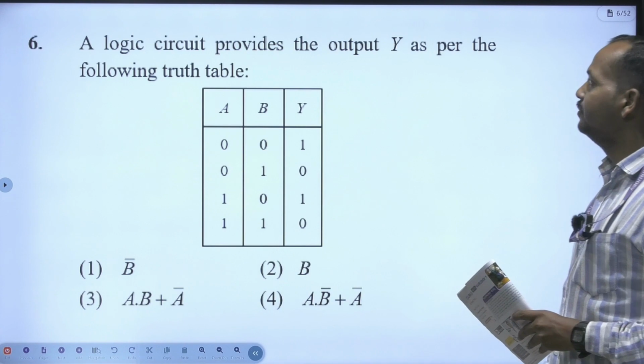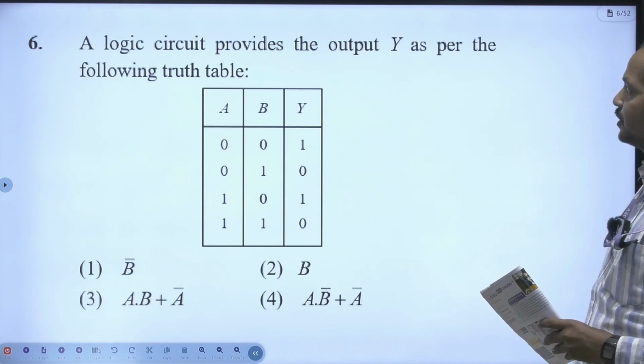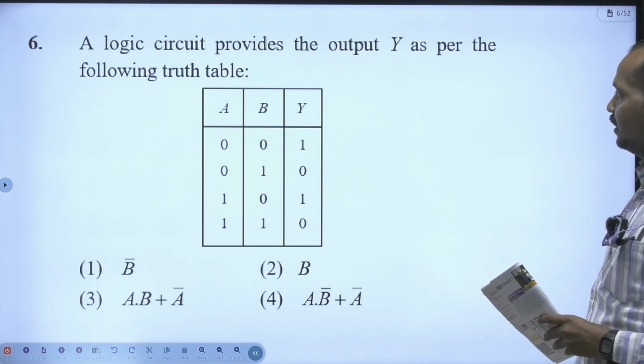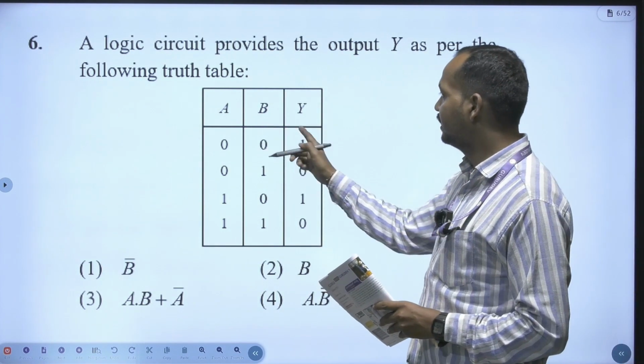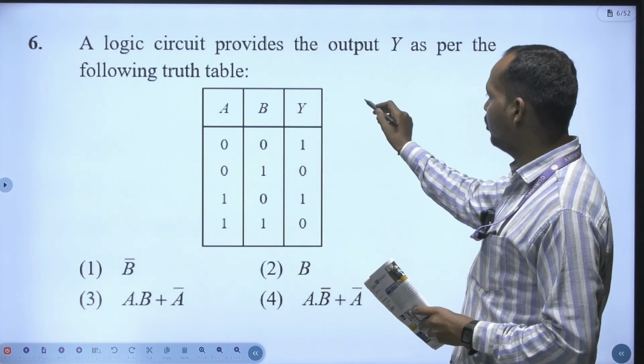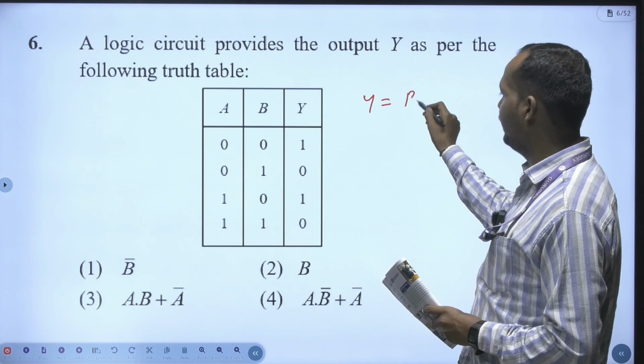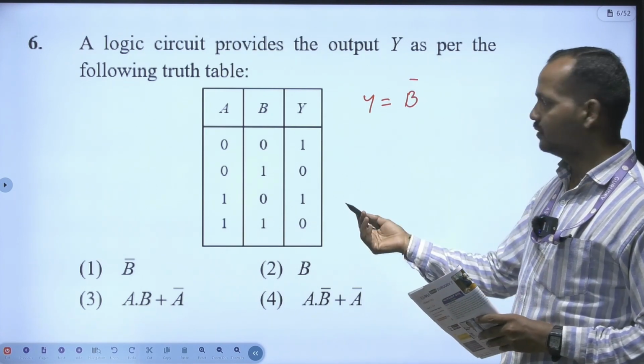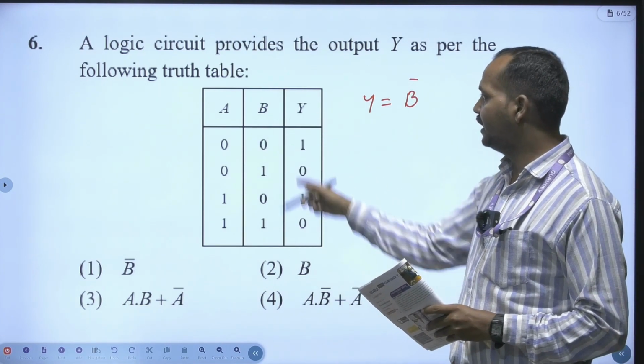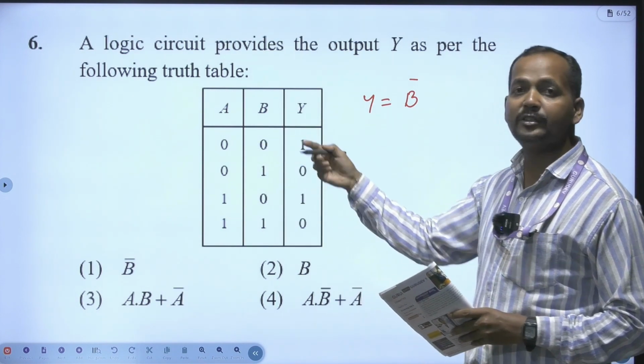A logic circuit provides the output y as per the following truth table. Then you can see here the y output is b bar. Simple. So you can see here the y output is exactly the b bar. B bar means what? Complement.